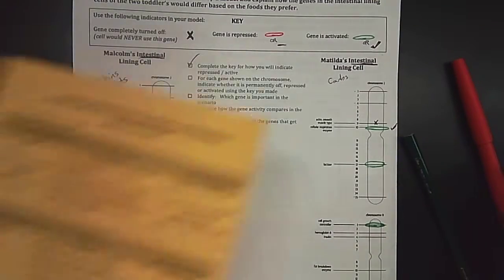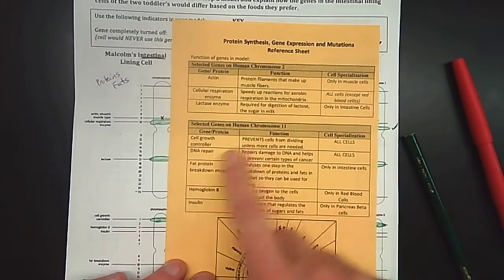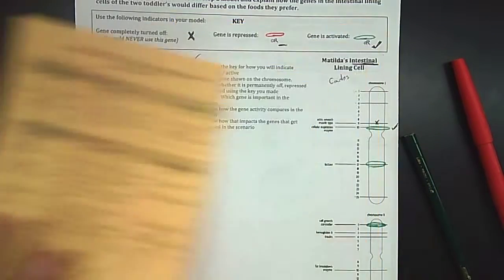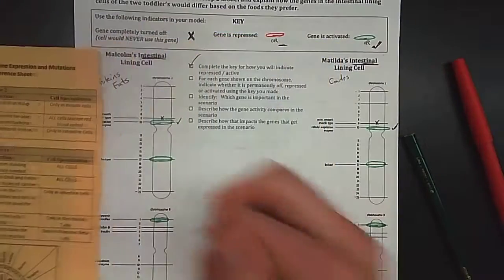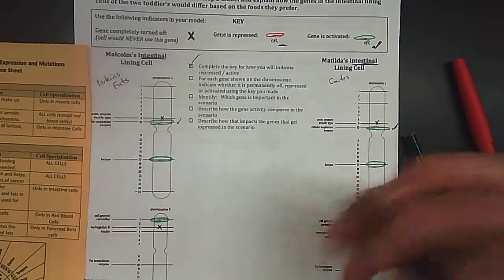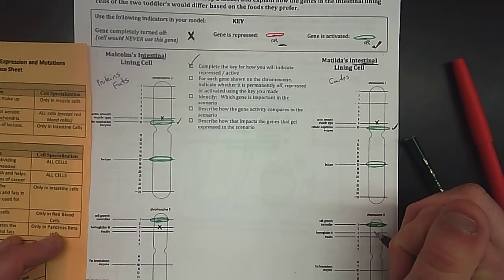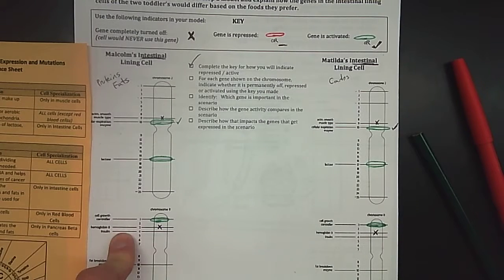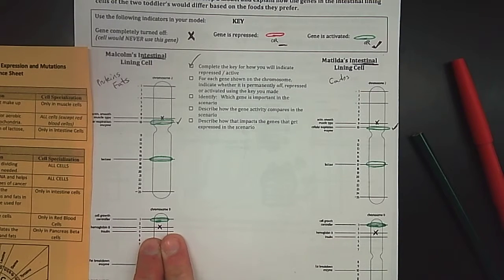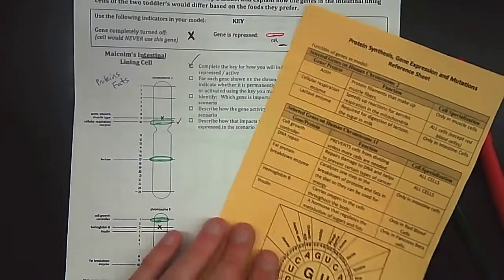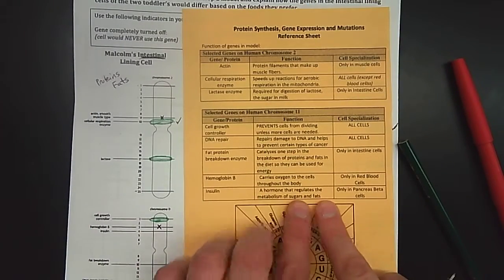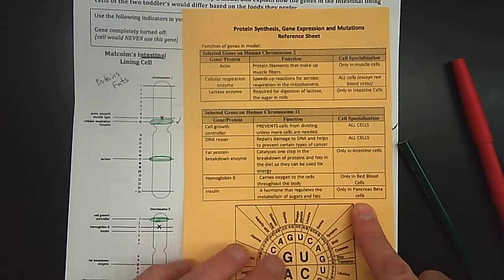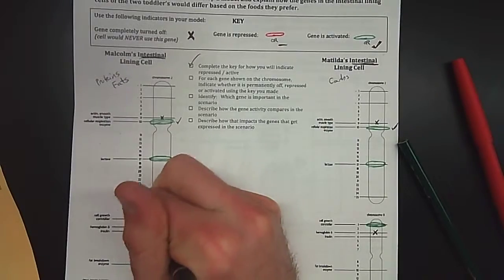Right. So I go to the next one, hemoglobin. Hemoglobin is that enzyme or that protein that carries oxygen, and so that's going to be only in my red blood cells, so that's going to be off. And then insulin is going to be that protein that regulates the metabolism of sugars and fats, that's only going to be in my pancreas cells, so that's going to be turned off as well.